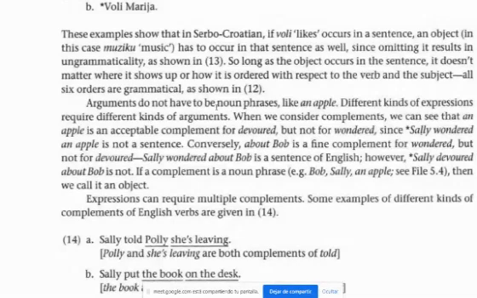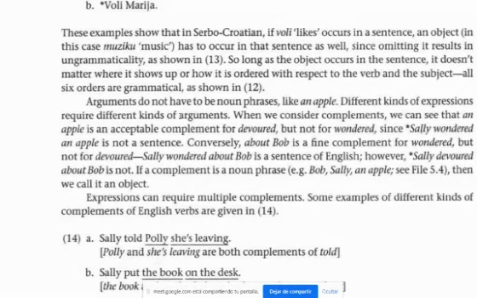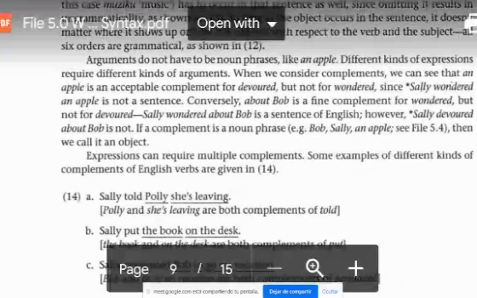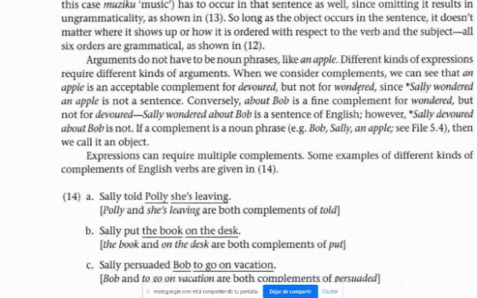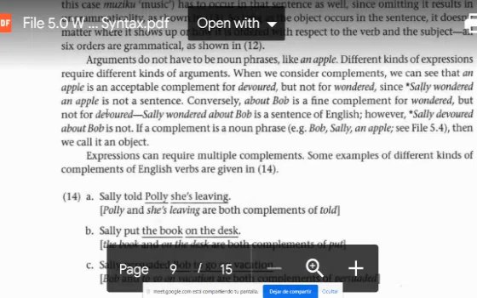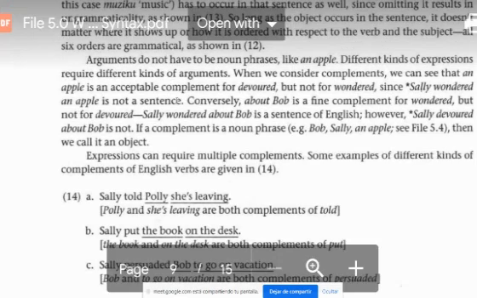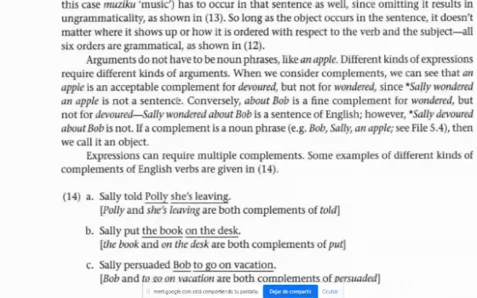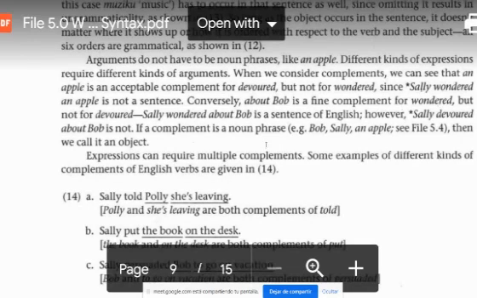Arguments do not have to be noun phrases like an apple. Different kinds of expression require different kinds of argument. When we consider complements, we can see that an apple is an acceptable complement for the word buy, but not for wonder, since "Sally wondered an apple" is not a sentence. Conversely, about Bob is a fine complement for wonder: Sally wondered about Bob.